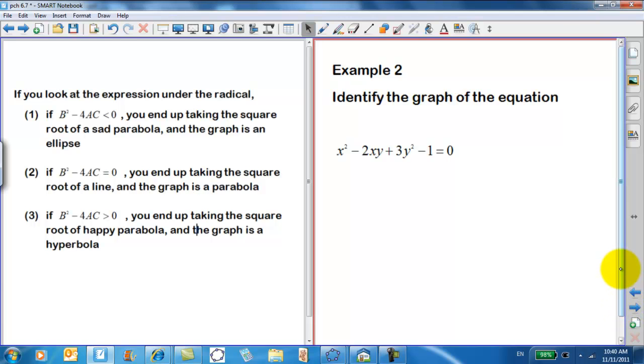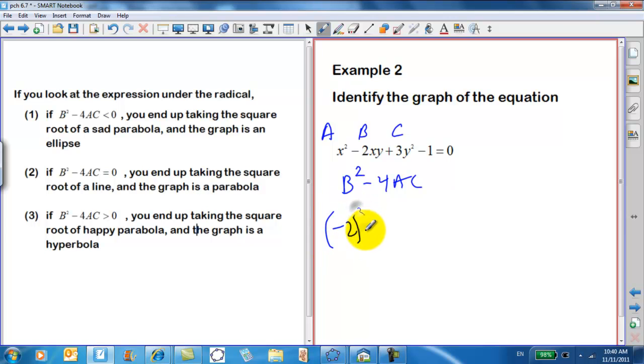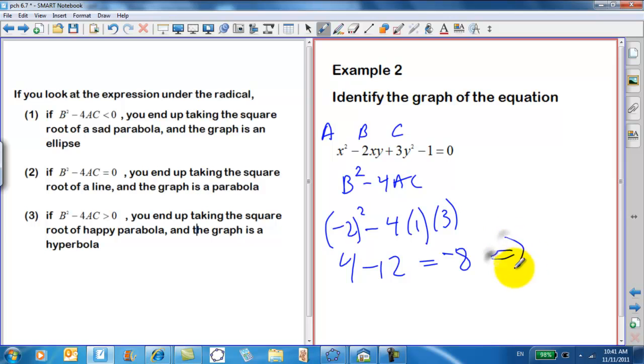First of all, we can use our rule to identify the graph of this equation. And that is, look at b squared minus 4ac. The b coefficient there is negative 2, a is 1, and c is 3. So we get negative 2 squared minus 4 times 1 times 3. 4 minus 12 is negative 8. It's negative, so b squared minus 4ac is less than 0, so it's going to be an ellipse. So therefore we've got an ellipse.